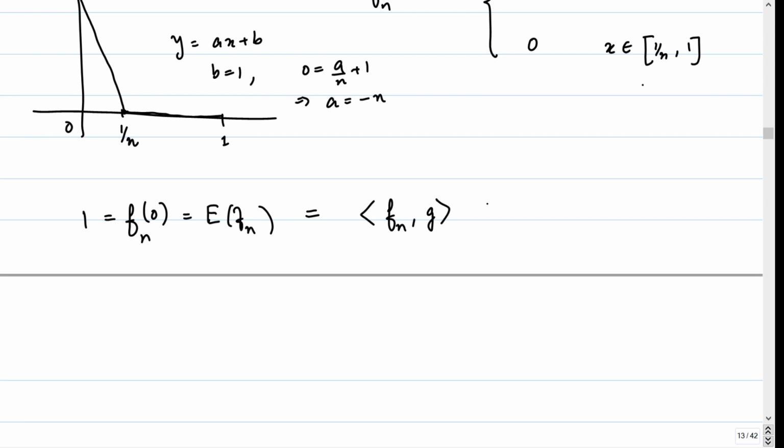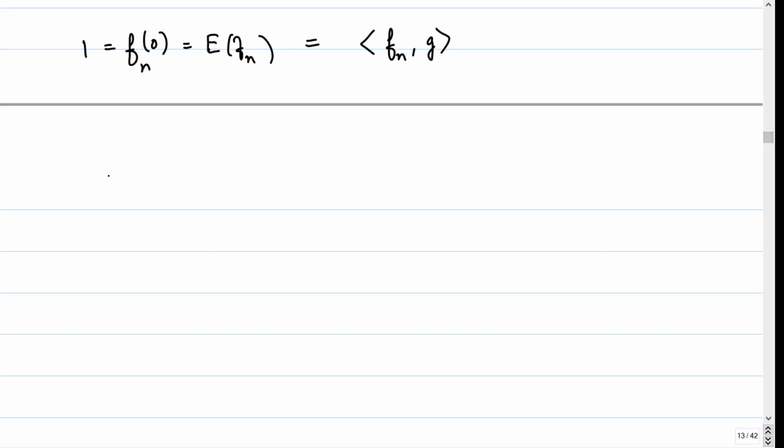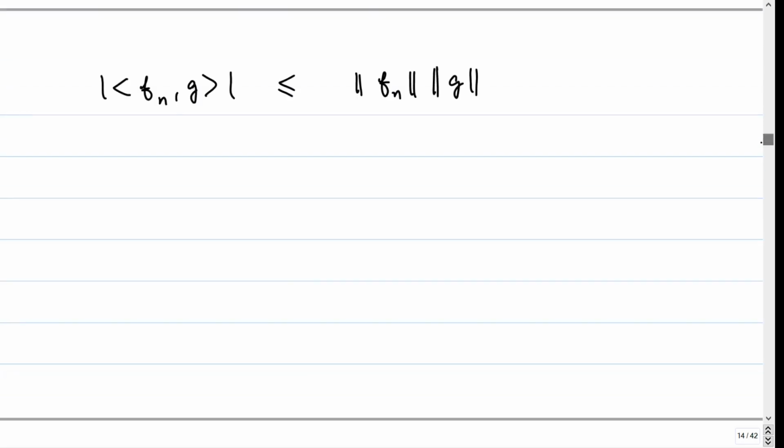So let's now study how the inner product of fn with g is going to behave. We will use the Cauchy-Schwarz inequality here to conclude that the modulus of the inner product of fn with g is less than or equal to the length of fn times the length of g. Now, the length of g is fixed. Let's call it some number C, and let's see what the length of fn is. Let's look at the length of fn squared. This is just going to be the integral from 0 to 1 of fn squared of x dx.